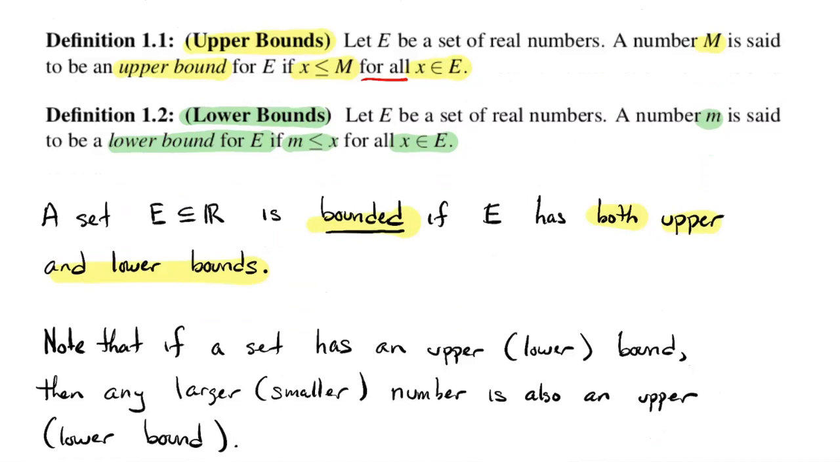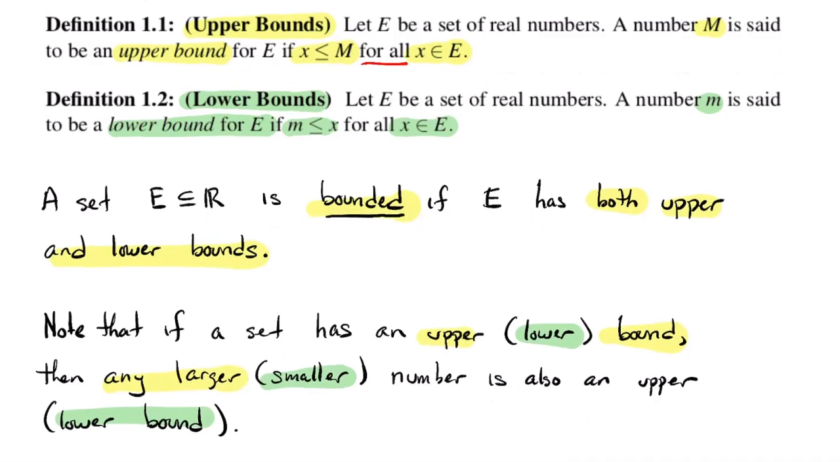In fact, if you take a set with an upper bound, then any number that's bigger than that would also be an upper bound. Same thing for lower. If you gave me a set that has a lower bound, I could take any number that's smaller than that, and it would also be a lower bound. So when a set has one of these things, it actually has infinitely many of them. You can choose any number larger than any upper bound, and it will also be an upper bound. That follows from the transitivity of our order on R.